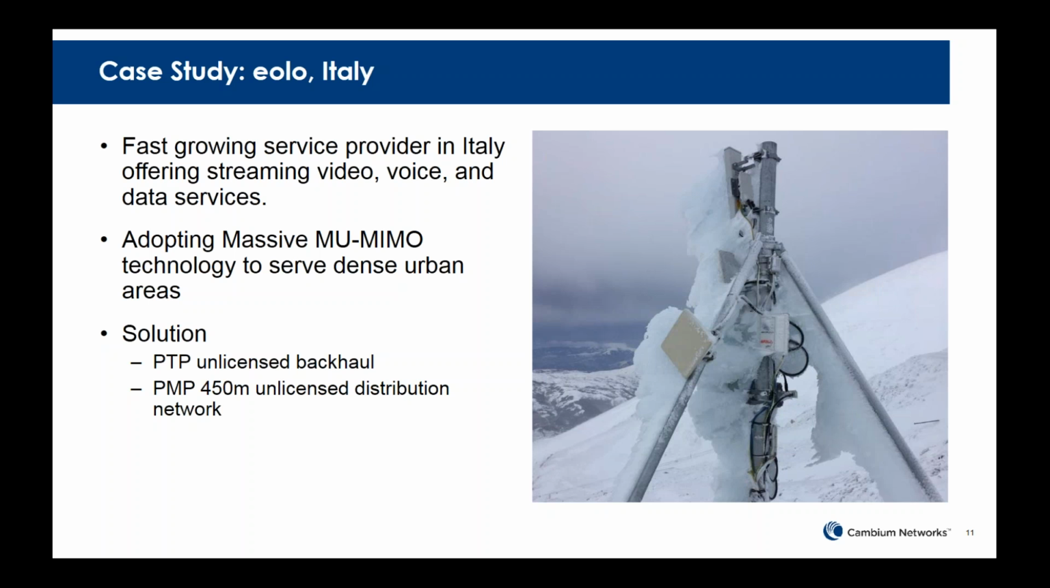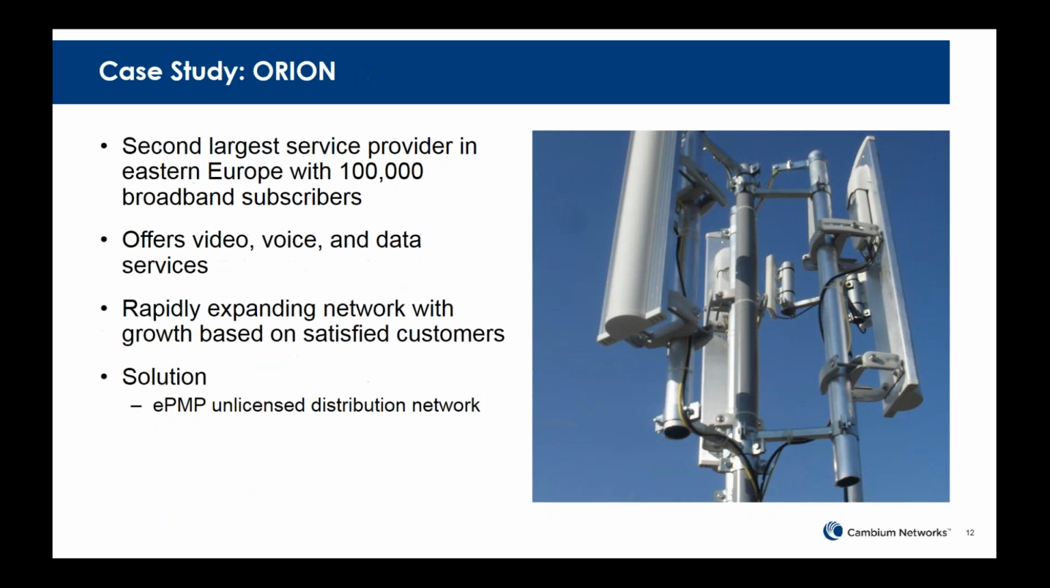So they're using a product called massive multi-user MIMO, or MU-MIMO. That's using our PMP 450m to provide connectivity in a dense urban area. So perhaps there's a very large town beneath this hillside where this site is connected. It's an unlicensed distribution network, and it can provide some tremendous capacity, and it can do it on very little spectrum.